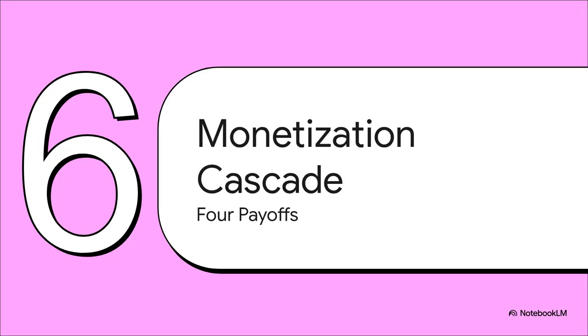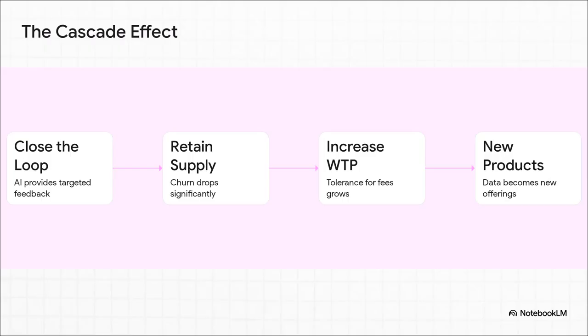Finally, Section 6, the monetization cascade, 4 payoffs. Let's move to and see how this builds into a really powerful cause and effect cascade. Step 1. AI actually closes the loop. Whether you're using ML or LLMs, you finally figure out exactly why transactions are failing, and you provide real, actionable feedback. Step 2, suppliers retain. Sure, suppliers who win jobs stay, but more importantly, suppliers who understand why they lost, because you've finally given them a real feedback loop parsed directly from conversational data. They stay too. Your churn drops significantly.